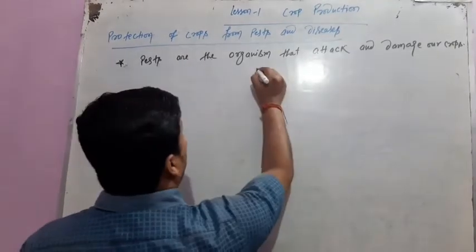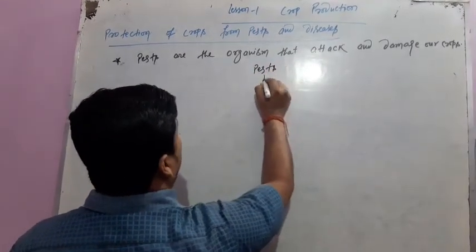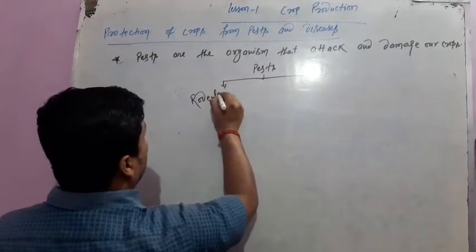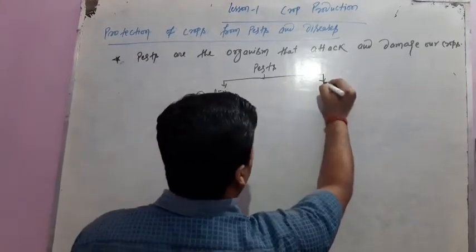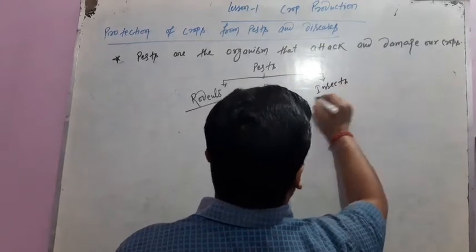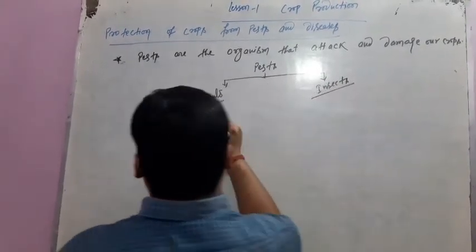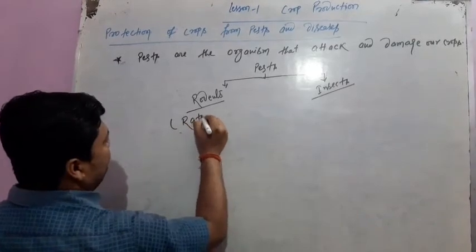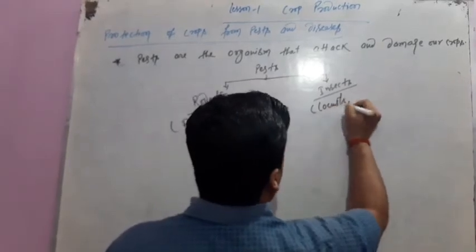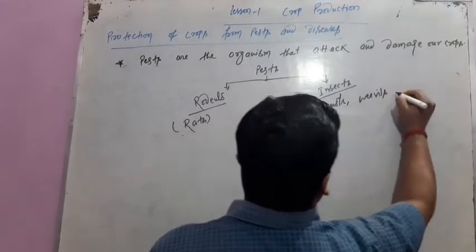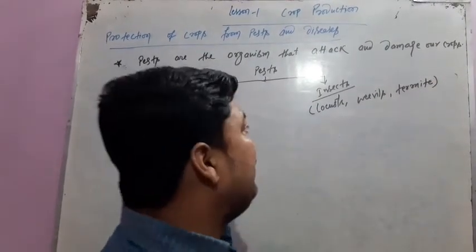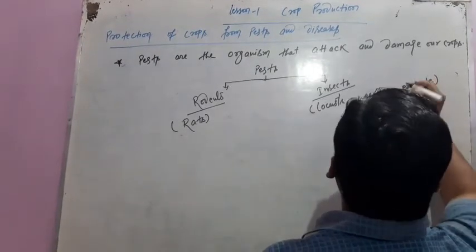So first we have to look at how many types of pests there are. Mostly pests are of two types. They are rodents that eat the food grains, or insects that damage our crop and also eat the food grains. One example of rodents is rats. Examples of insects are locusts, weevils, and termites. As we know, they are very harmful for our field, so we have to control them.